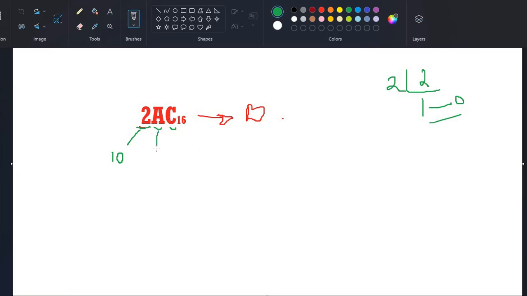So A, how can you convert A? A is equivalent to what number of decimal number? A is equivalent to 10. 10 of decimal number, 10 to the base 10. Right? So we need to convert this 10 into binary equivalent. So 10 we will divide by 2 in order to convert it into binary equivalent.